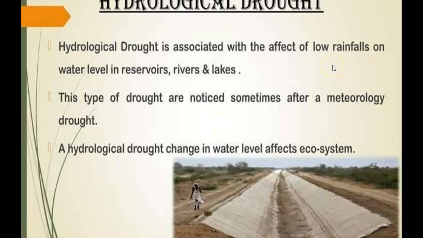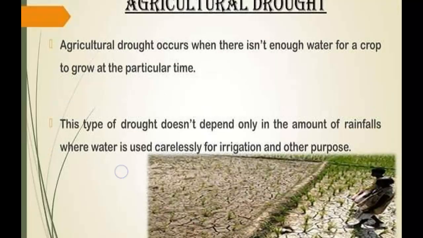Meteorological drought leads to reduced soil moisture and always has an effect on crop production, while hydrological drought is associated with the effect of low rainfall on water levels in reservoirs, rivers, and lakes. This type of drought is noticed sometimes after a meteorological drought. A hydrological drought, a change in water level, affects the ecosystem, while agricultural drought occurs when there is not enough water for a crop to grow at a particular time.